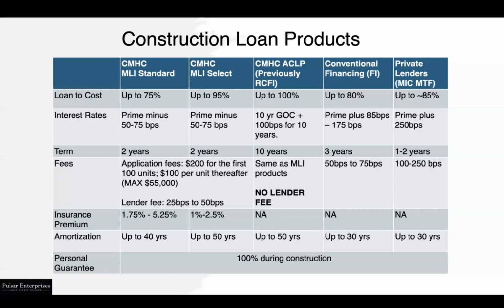ACLP, RCFI, under this program, you need to pay an application fee as well, but you don't have to pay a lender fee because in this case, CMHC is the direct lender. And under conventional financing, you will pay a lender fee to the lender in the range of 50 to 75 bips. And under private financing programs, you need to pay 100 to 250 bips.